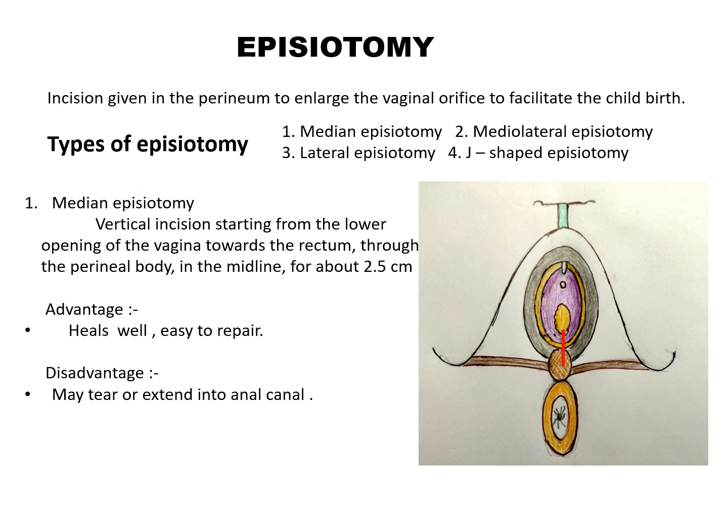First, we'll take up the median episiotomy. Here, the incision starts from the lower opening of the vagina. Then the incision runs posteriorly, passes through the perineal body in the midline for about 2.5 centimeters. If we take the median episiotomy, the advantages are it heals well and it is easy to repair also. The main disadvantage is the median episiotomy may tear or extend into the anal canal.